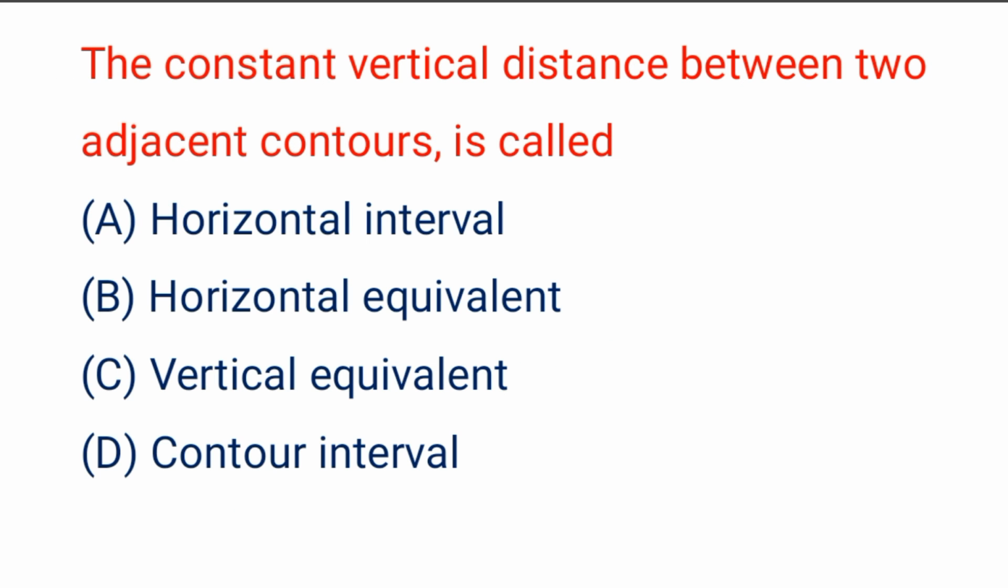Next question, the constant vertical distance between two adjacent contours is called option A horizontal interval, option B horizontal equivalent, option C vertical equivalent, option D contour interval. So the correct answer is option D contour interval.